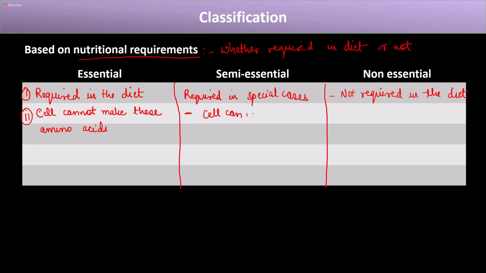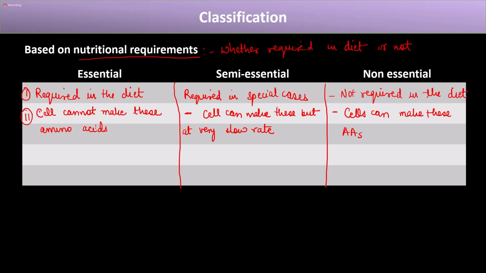The semi-essentials, the cell can make, but it does this at a very slow rate. And non-essentials, cells can make these amino acids, hence they are not required in the diet.